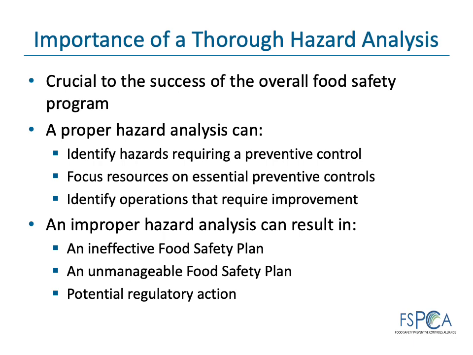Improper hazard analysis can result in an ineffective food safety plan if a hazard that must be controlled is overlooked. Conversely, an improper hazard analysis may identify too many controls for hazards that are not reasonably likely to cause illness or injury, which results in a system that cannot be effectively managed by available resources.